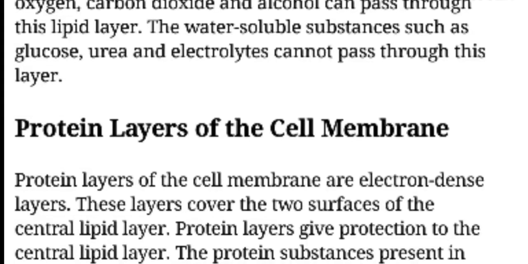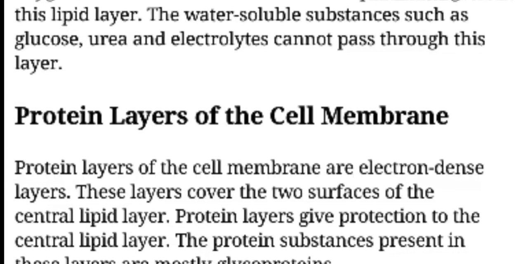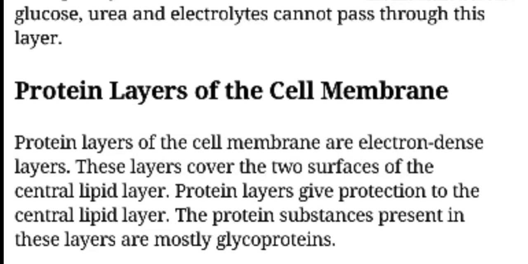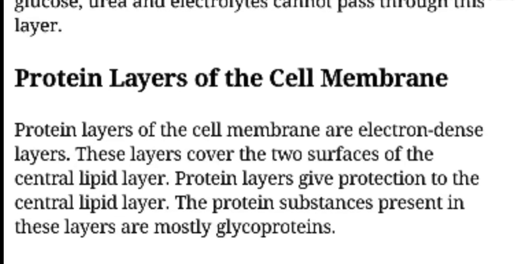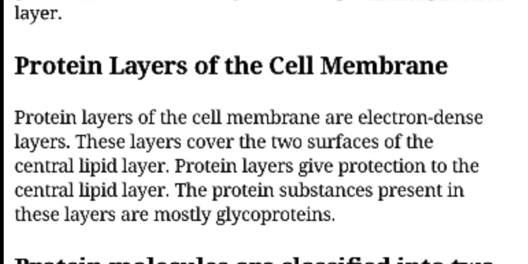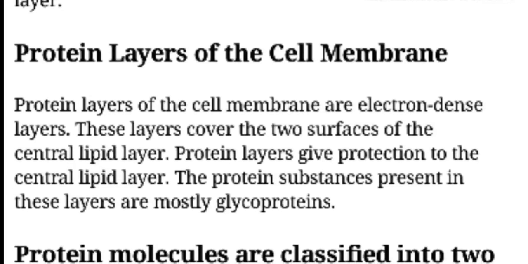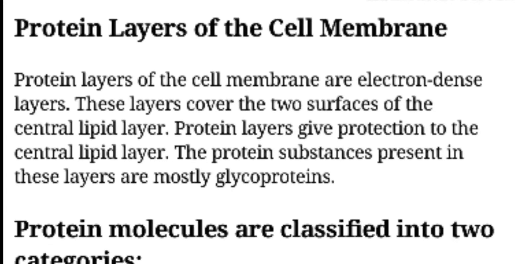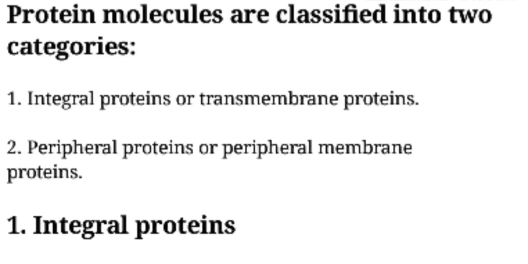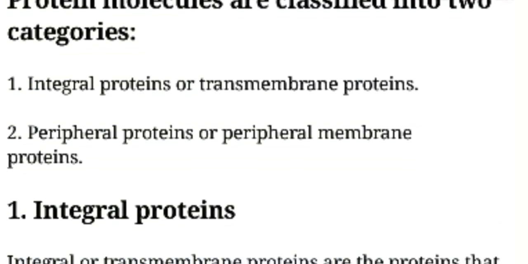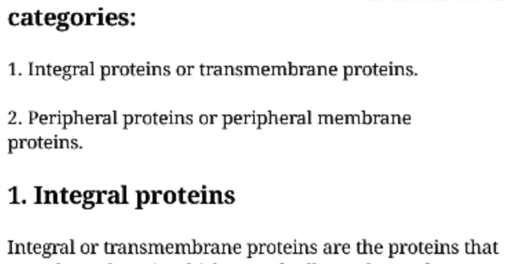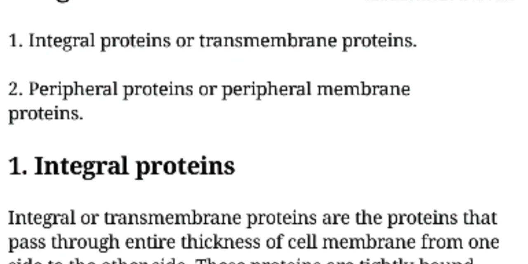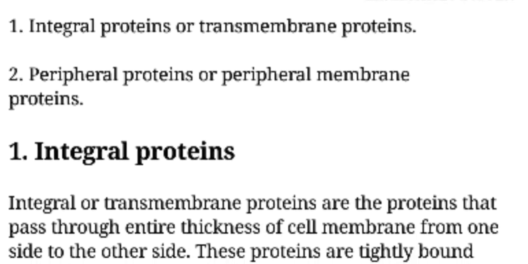Protein layers of the cell membrane. Protein layers of the cell membrane are electron-dense layers. These layers cover the two surfaces of the central lipid layer. Protein layers give protection to the central lipid layer. The protein substances present in these layers are mostly glycoproteins. Protein molecules are classified into two categories. 1. Integral proteins, or transmembrane proteins. 2. Peripheral proteins, or peripheral membrane proteins.